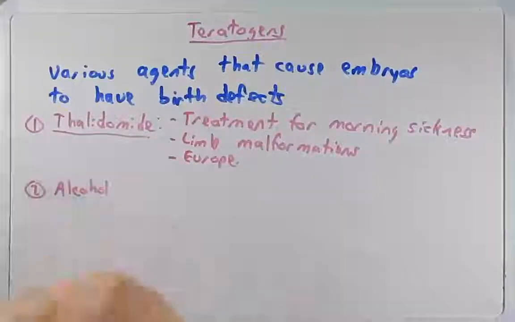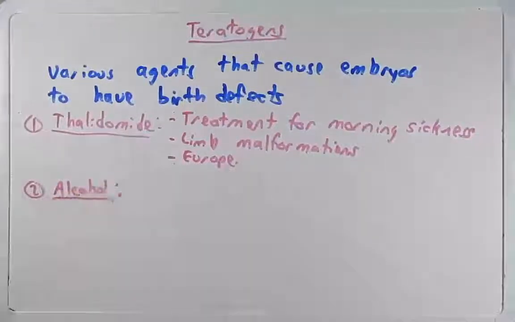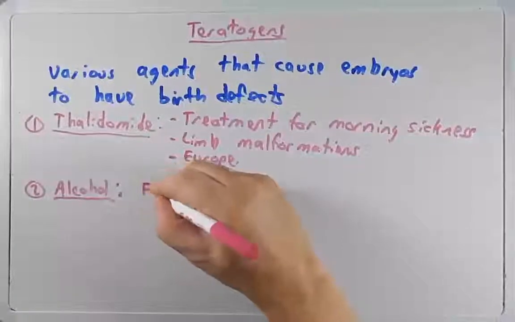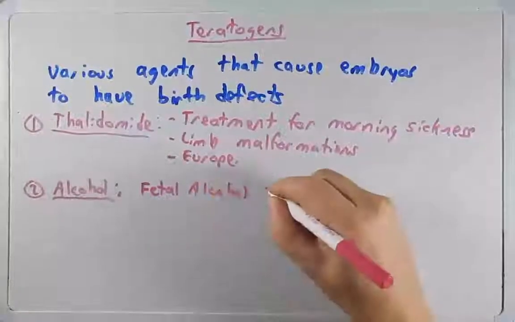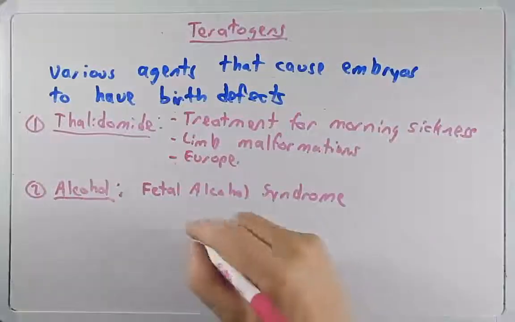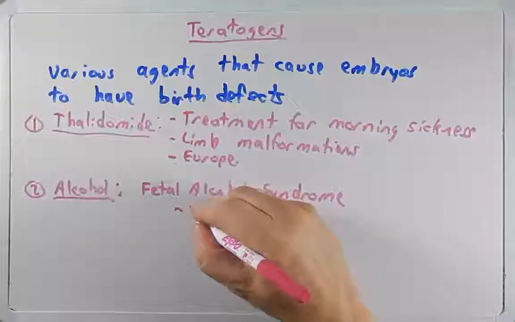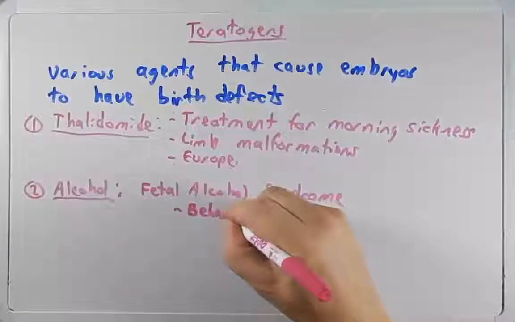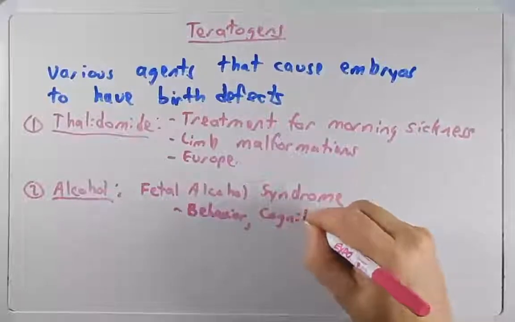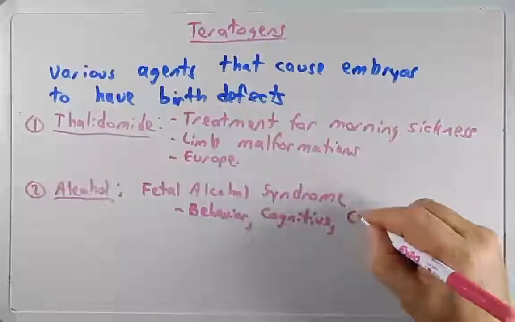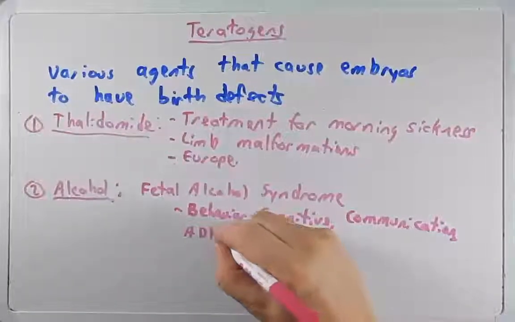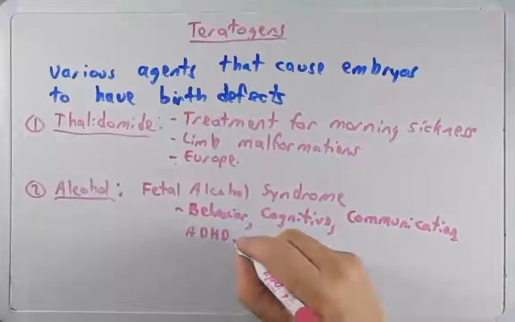Alcohol is another teratogen I'd like to talk about. We know that women who drink alcohol, even small amounts, risk the chance of their baby being born with fetal alcohol syndrome. Fetal alcohol syndrome can have various effects on the child that is born. They can have behavioral problems, cognitive, learning problems, communication problems, an increased chance of having ADHD, and various other potential problems.